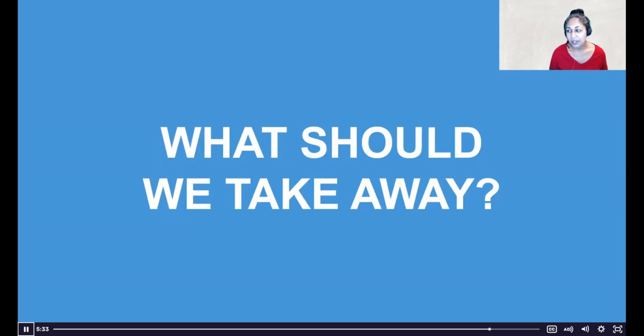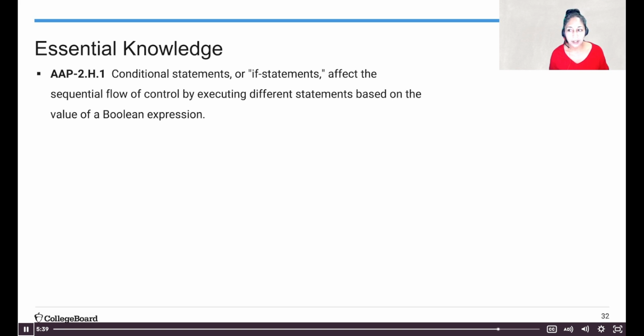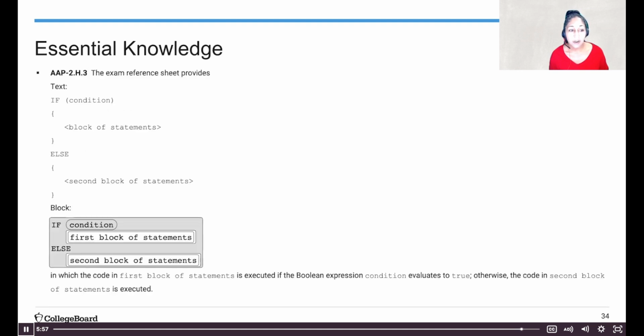So just to recap, we now see how to determine the result of conditional statements. Conditional statements are written in our programs using if statements, which allow us to affect the flow of control in our programs. If statements or if blocks allow us to perform a specific action based off of the condition being either true or false. Or I can use if else statements to perform one of those actions based off of that condition being true or false.